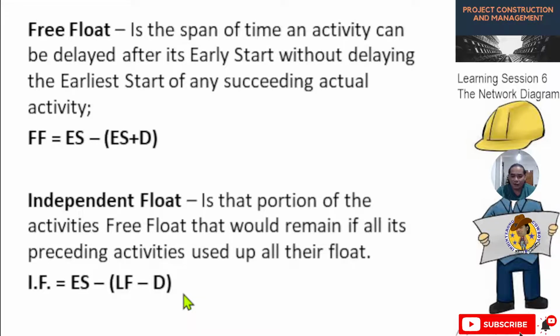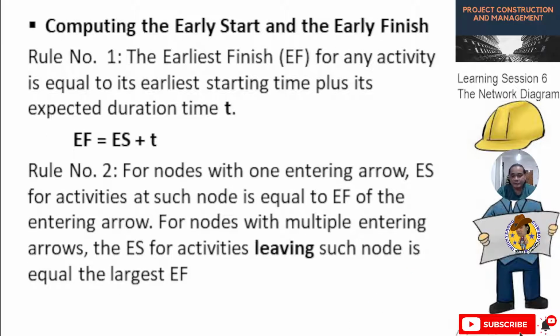Now we are on the independent float. Independent float is defined as the portion of the activity's free float that would remain if all its preceding activities use up all their float. This is the formula: IF is equal to ES, or earliest start, minus latest finish minus the duration. Please remember the formulas because they are very useful in solving problems related to the PERT diagram or PERT CPM diagram.